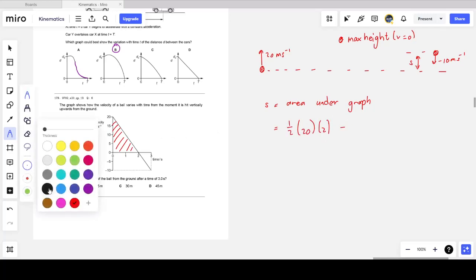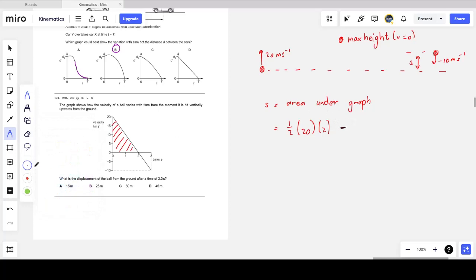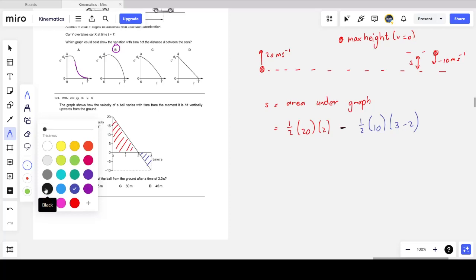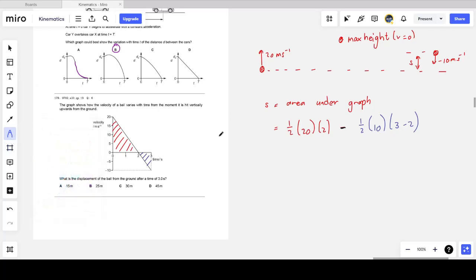minus, now I'm going to change the color, minus the area under the negative portion of the graph, which is the negative displacement, which is a half times 10. I don't have to put minus 10 because I already have the minus sign in there, times 3 minus 2, which we know is 1 second. And so what we get is a displacement of 15 meters. And naturally, this will be 15 meters measured from the ground.